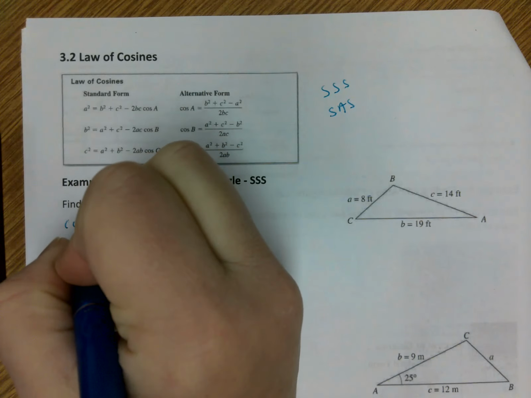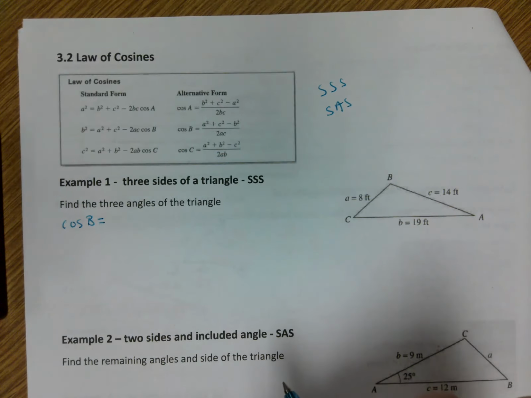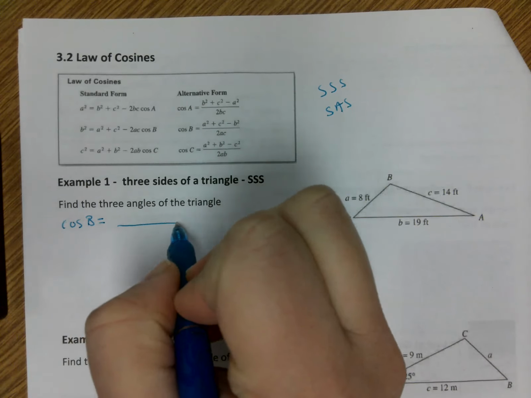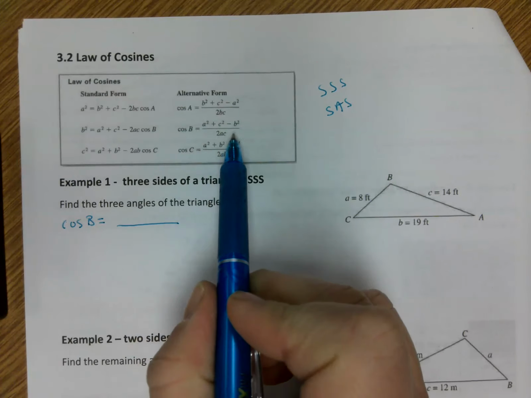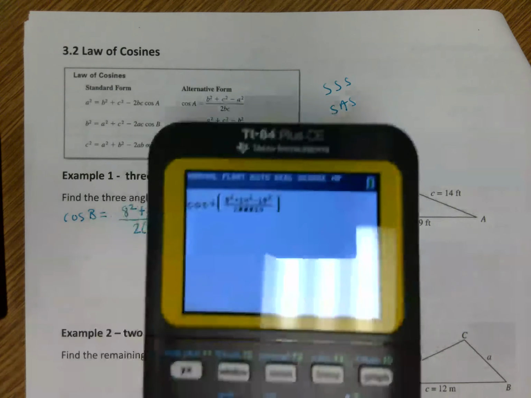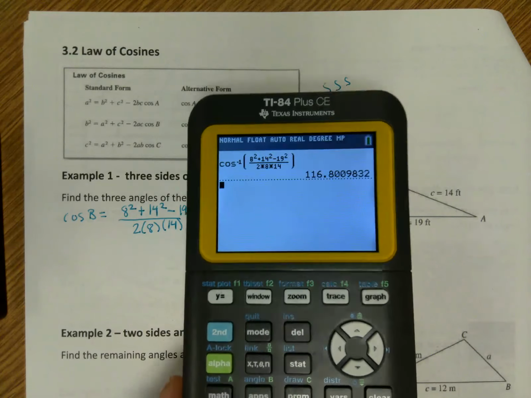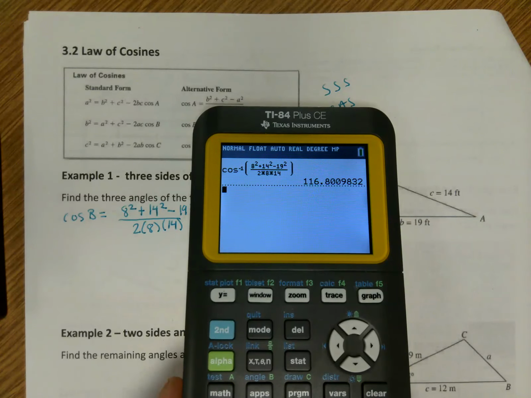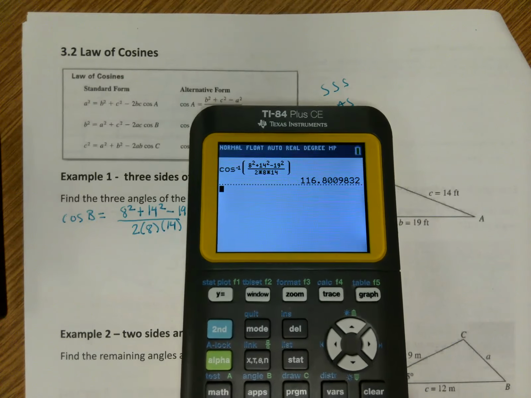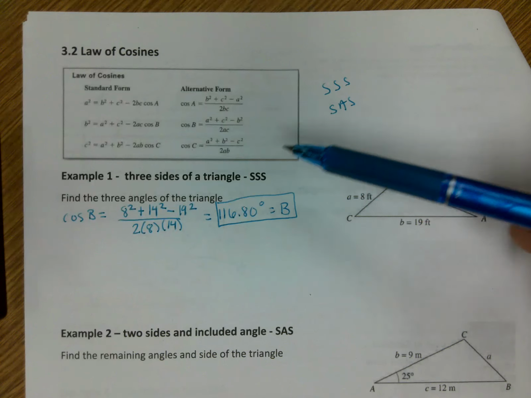So cosine of B, we're going to have to figure out what that is. It's going to be a squared plus c squared minus b squared. So we're using this formula right here. And then we're going to do the inverse cosine of that. Now, when you type this in, I want your exact answer. So inverse cosine of that whole equation would give me that angle right there is 116.80 degrees.